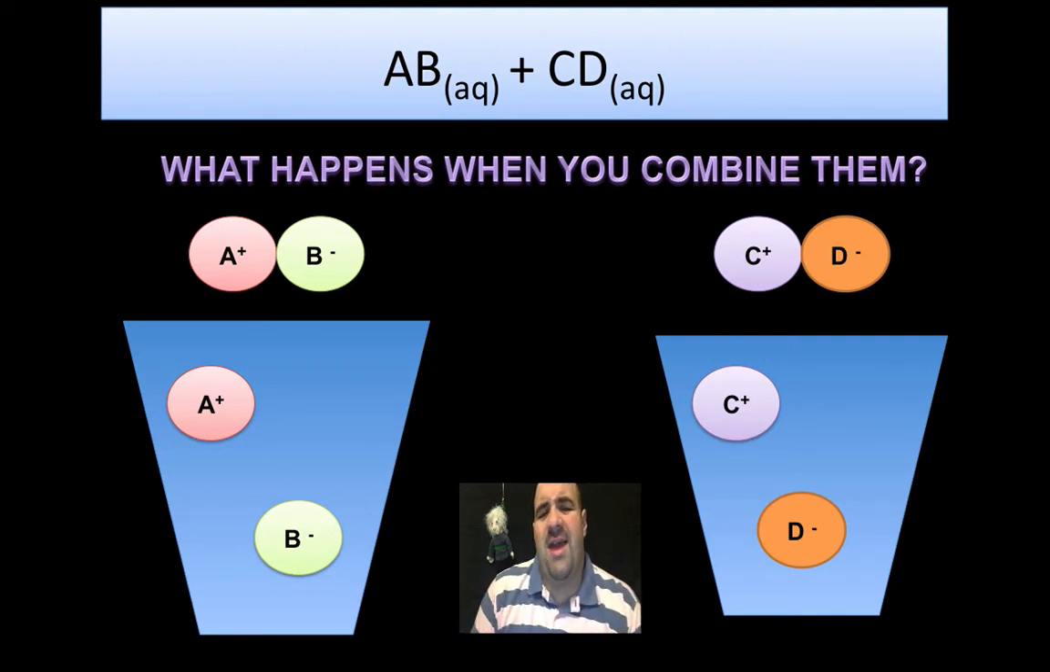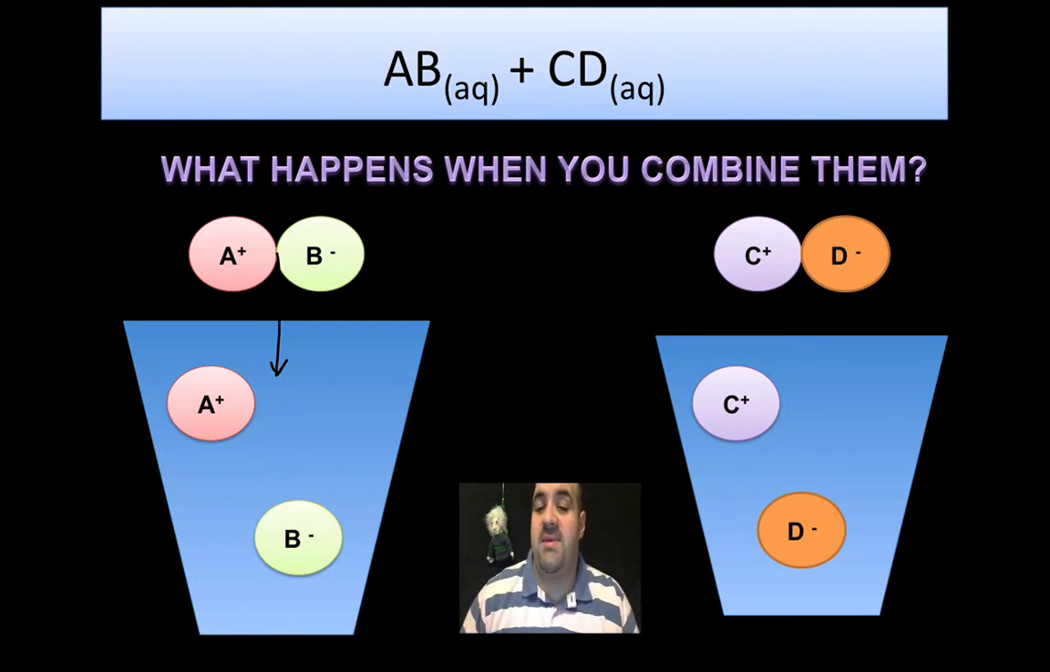So what we're going to look at now is what happens if we take two separate ionic compounds that are dissociated in water, and mix those two solutions together. So let's say we had an ionic compound AB over here. We have a cation and an anion. We drop it in the water, it dissociates, it separates. And over here on this side, we have hypothetical ionic compound CD. And again, you drop it in the water, it dissociates. They're separating into respective ions.